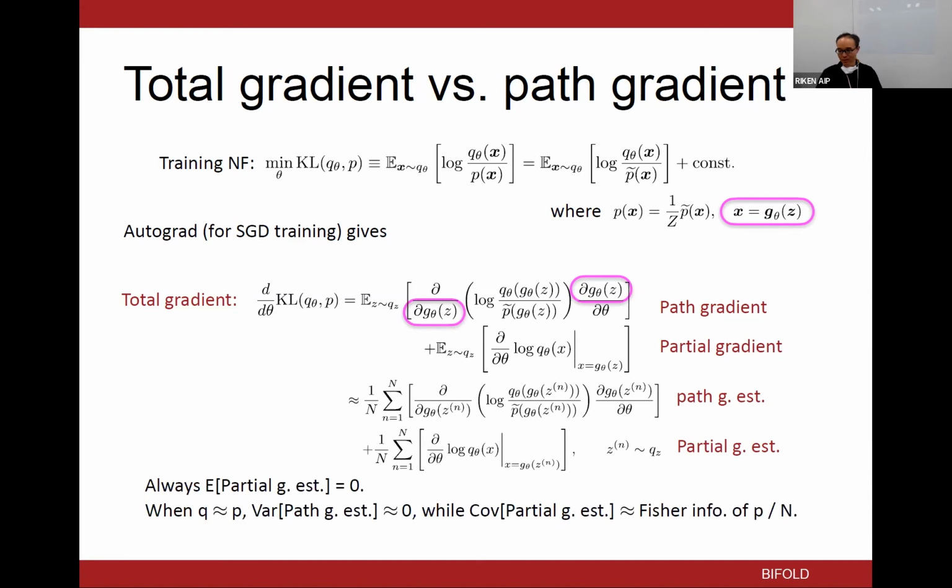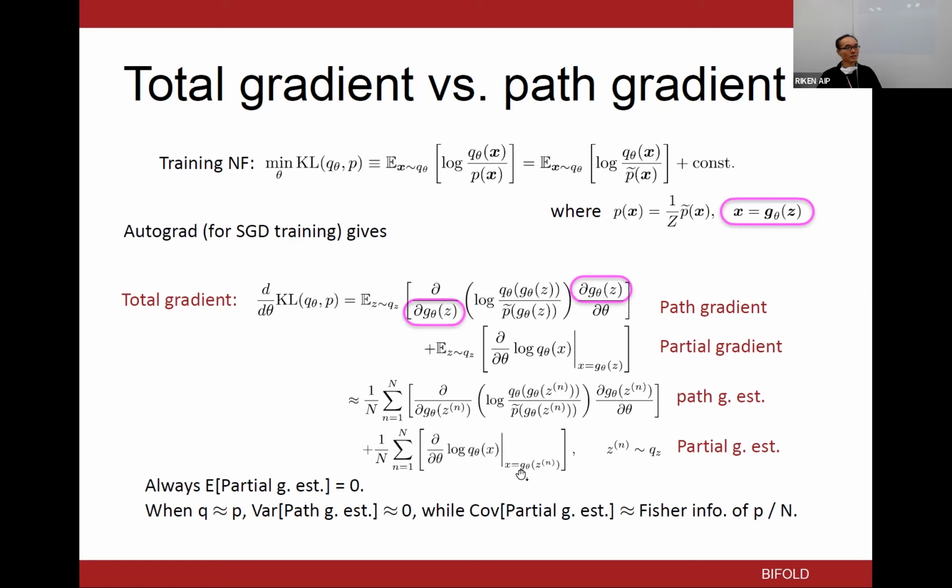And here there's an interesting property we can get. So first of all, the partial gradient part, the last part, the expectation value of this estimator is always 0, we can show. And also when Q is close to P, meaning that the training is in the converging phase, then the variance of the path gradient, okay, sorry, I said variance, but this is covariance. Covariance of the path gradient estimator converges to 0, while the covariance of the partial gradient converges to some finite value related to the Fisher information.